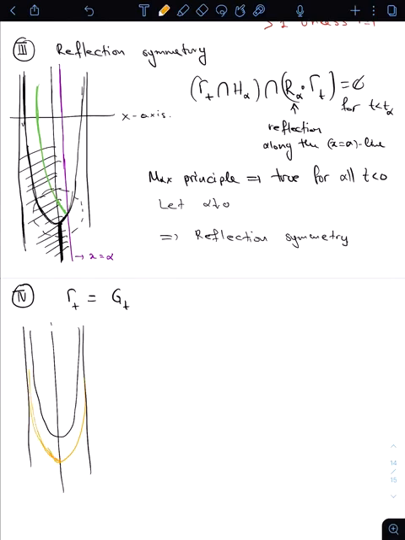Yeah, sorry. The left part of the orange solution has to be compared with this part reflected. Okay. Well, and of course, since the Grim Reaper is reflection symmetric, this doesn't make sense.